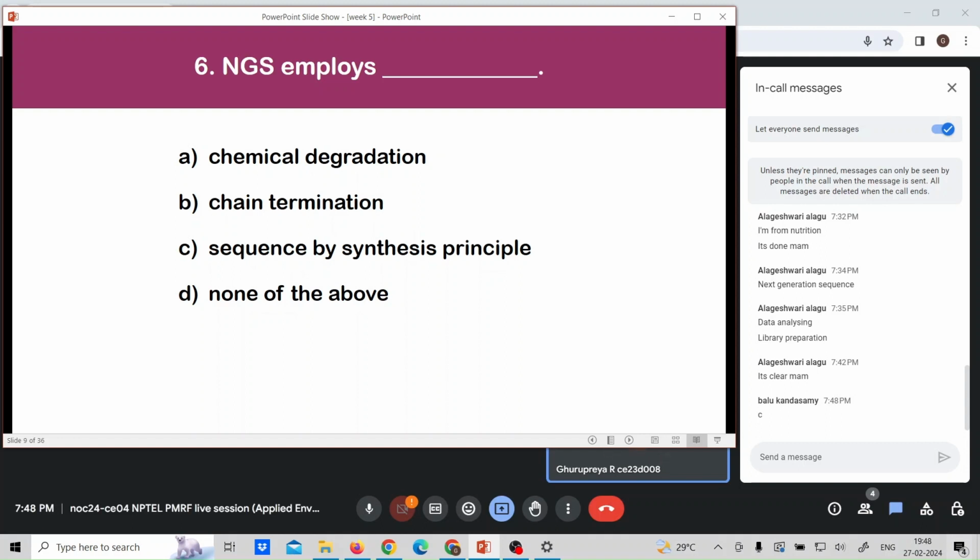Great, that's absolutely right. We are using the sequence by synthesis principle. What we do here is synthesize DNA strands. It's not chain termination, because we saw chain termination in Sanger sequencing. Chemical degradation is not happening here. NGS employs amplification basically, so it cannot be none of the above. It's perfectly right: NGS employs the sequence by synthesis principle.